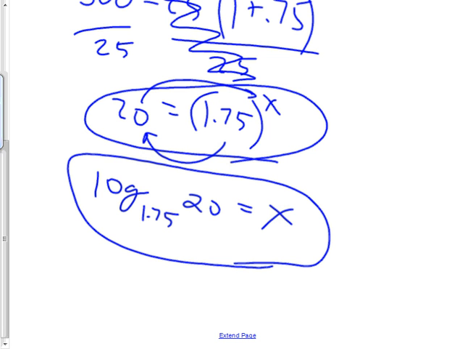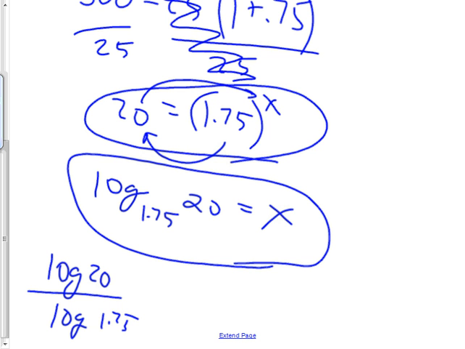No, calculators only do what base? Base 10. But could you type it into the calculator as a base 10 problem? Yes. What would you type in? Log 20 divided by log 1.75. That's correct. That's how that would get typed in. Do you remember that? I didn't do too many where you typed them in the calculator, but that's how you do it.